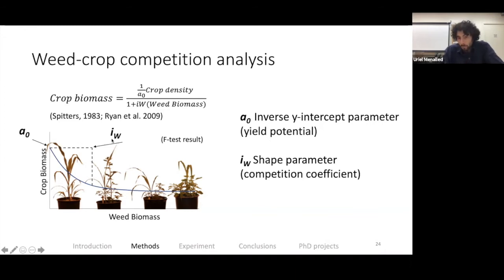The IW parameter is the shape parameter of these curves. And consequently, it's the competition coefficient. Because the higher the IW term, the steeper this initial slope in the curve. And consequently, the more intense weed crop competition. Okay? And so, just so we clarify, crop biomass is on the y-axis, weed biomass will always be on the x-axis. Okay, and I compared curves through F-tests.